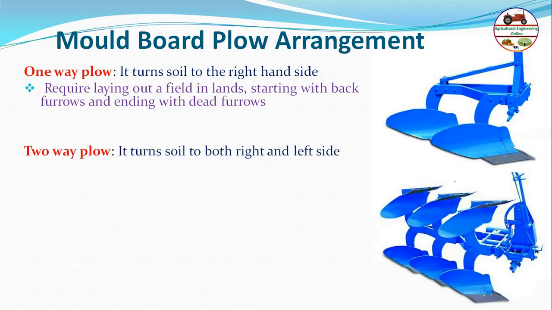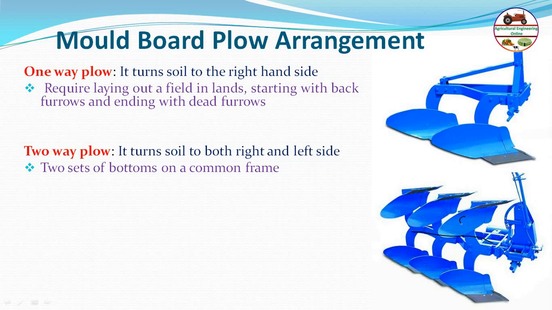The two-way plough generally turns the soil to both the right side and the left side, depending on how you require it. It has two sets of bottoms on a common frame; you can see this is a common frame. One side is up and one side is down. When one set is in operation, the other one will be up.